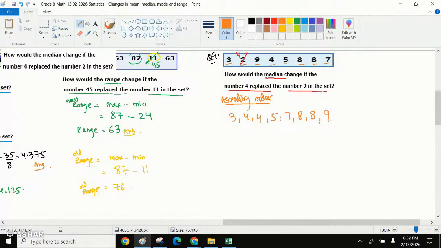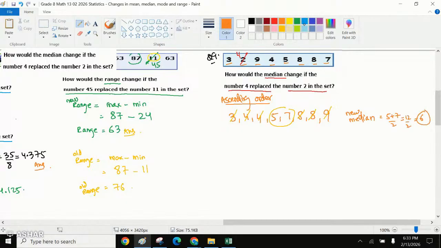In this particular case, we are not changing a number somewhere in the middle, right? Let's see. 3, 4, 4, 5, 7, 8, 8, 9, and these are the two middle numbers. So we can say the new median is 5 plus 7 divided by 2, that is 12 upon 2, it is 6.